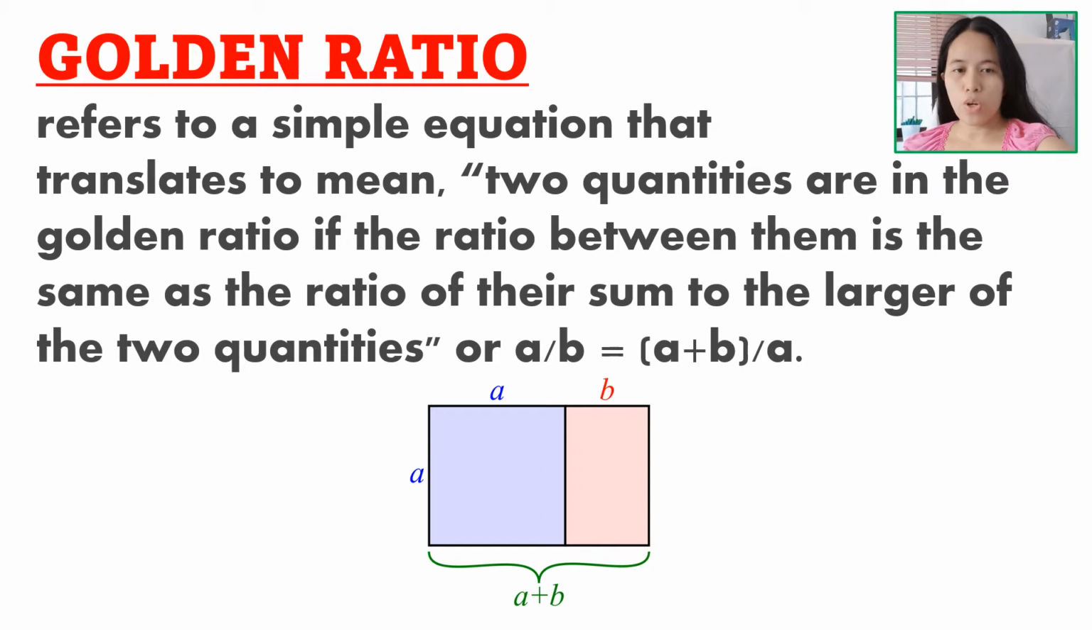Golden ratio refers to a simple equation that translates to mean two quantities are in the golden ratio if the ratio between them is the same as the ratio of their sum to the larger of the two quantities, or A over B is equal to (A plus B) over A. In visual art like painting and photography, the golden ratio is used in composition because it is considered aesthetically pleasing.